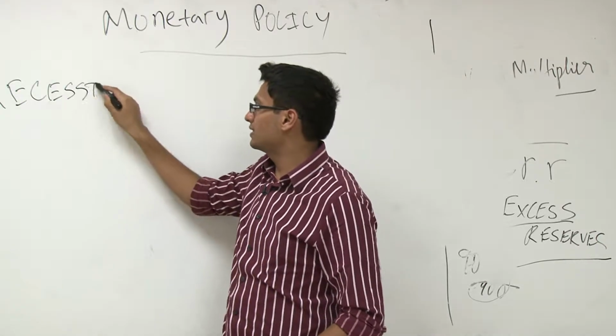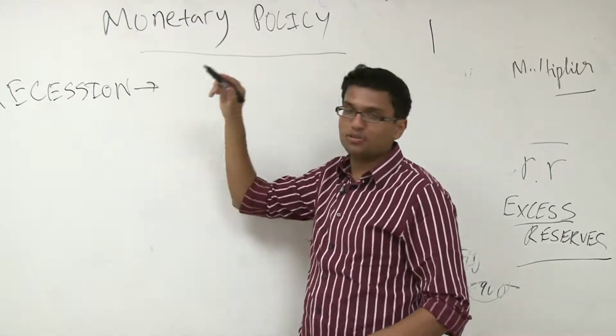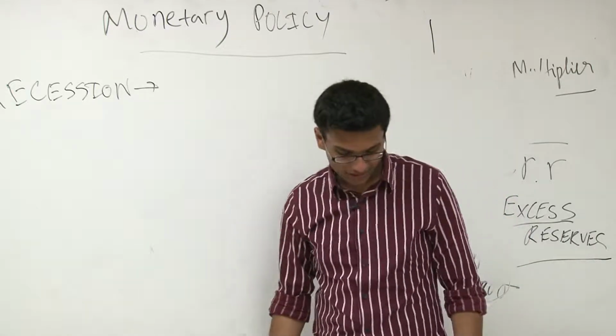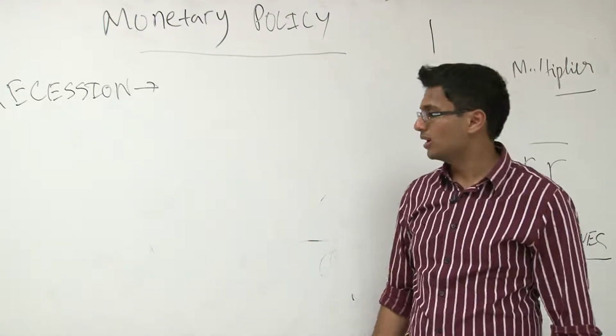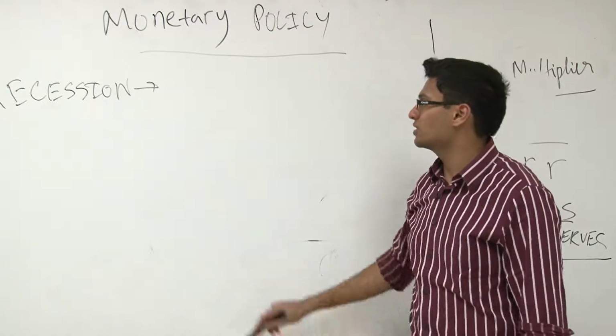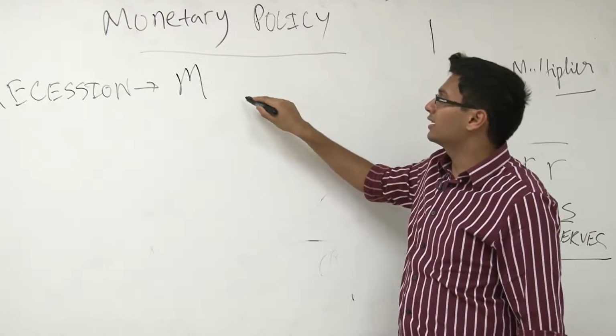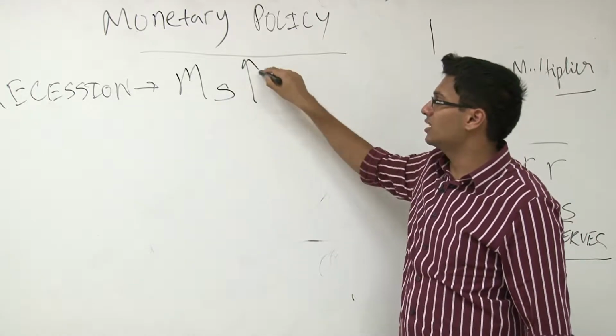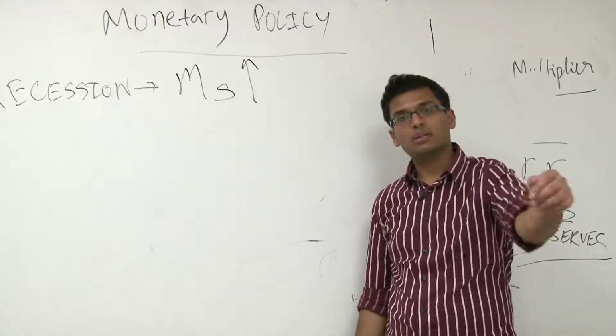A word that almost everybody now knows, right? Even people who are not learning economics. Okay, so in a recession, what do we do? Our goal is to increase the GDP, right? Our GDP must go up. So we, as monetary economists, we say money supply must go up, okay? Money supply must go up.